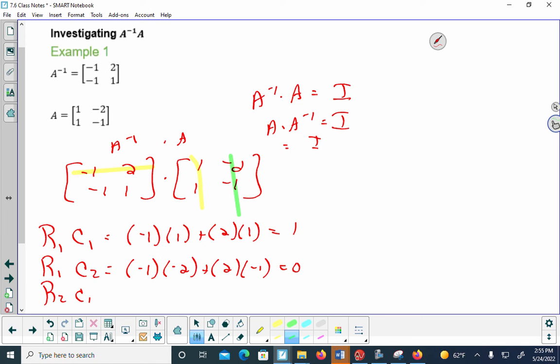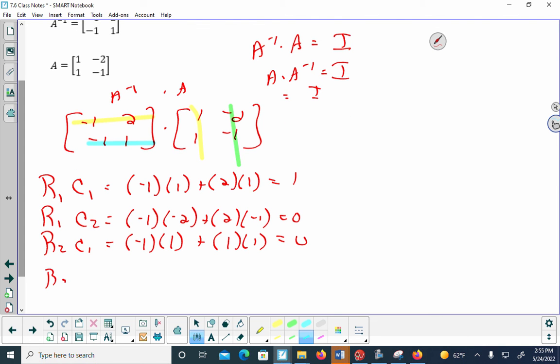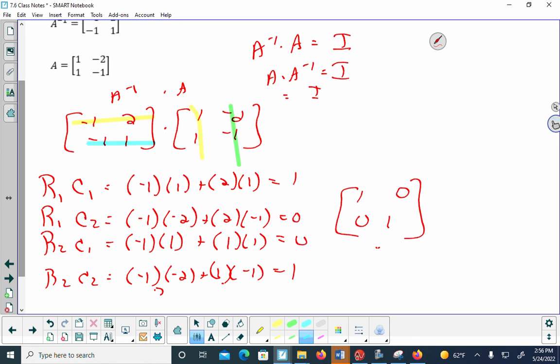Now I'm going to do row 2, column 1. So now I'm focusing on row 2, column 1. And I will have negative 1 times 1, 1 times 1. So that will be negative 1 plus 1, 0. And then row 2, column 2 will be negative 1 times negative 2 plus 1 times negative 1. So this is positive 2 minus 1 plus 1. Writing it in matrix form, that's 1, 0, 0, 1, and that is the identity matrix. So I have shown that those two are inverses.